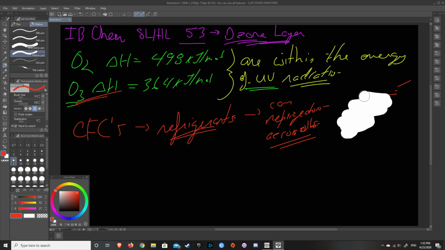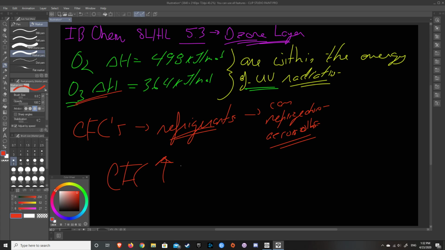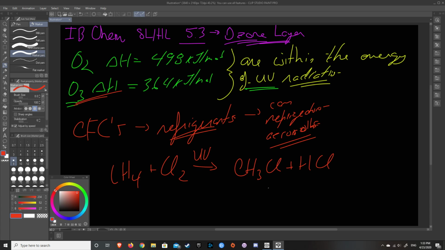But the thing is that once these CFCs travel up to the stratosphere, it's the same thing as what we would have done in IGCSE chemistry. We would have done the halogenation of alkanes. So remember, we had something like CH4 plus Cl2 under UV light would form CH3Cl plus HCl. So we'd halogenate an alkane because chlorine and halogens are reactive under UV light.